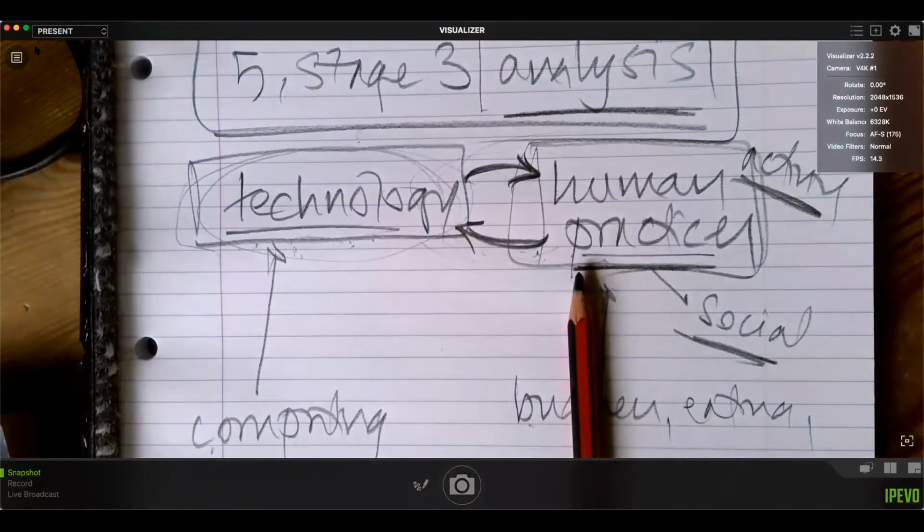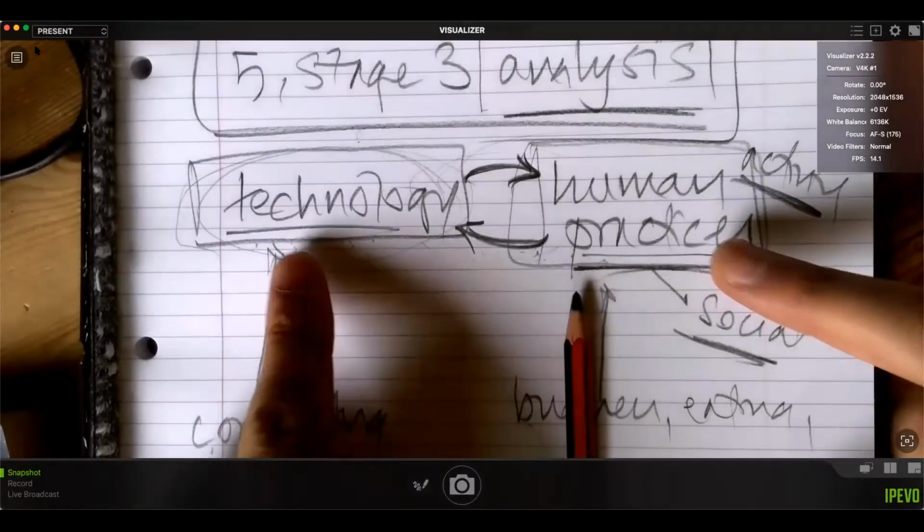Someone will shout it out, I'm sure you will, if you know what I'm talking about. So the point is that these two things always go together.